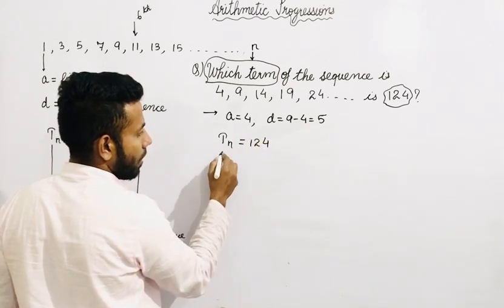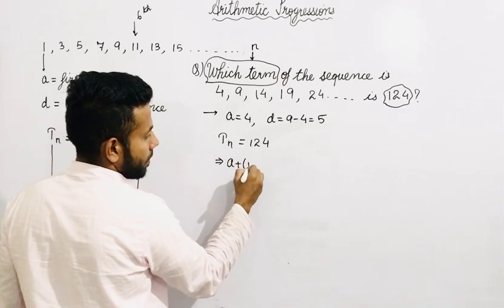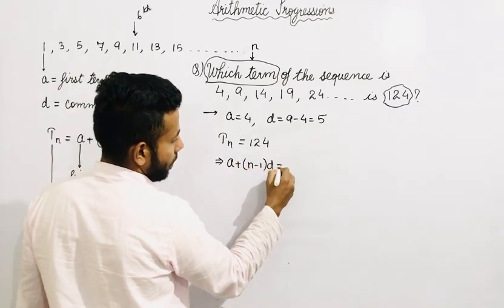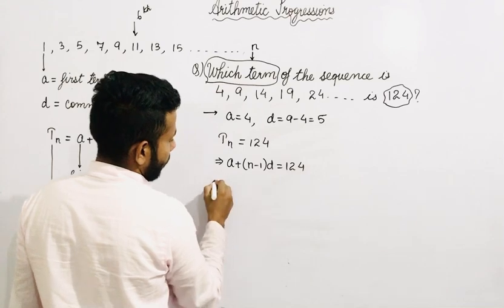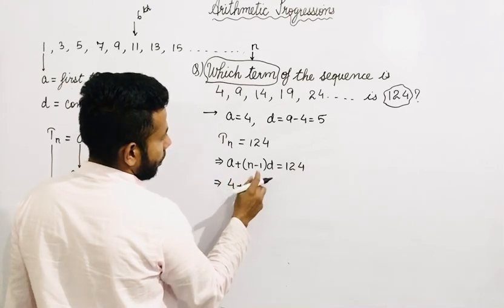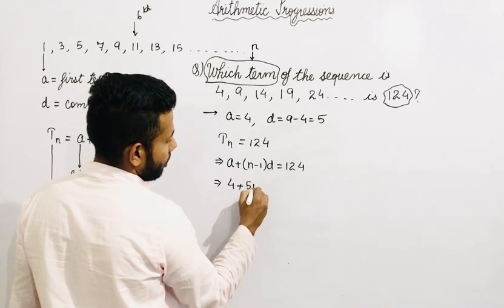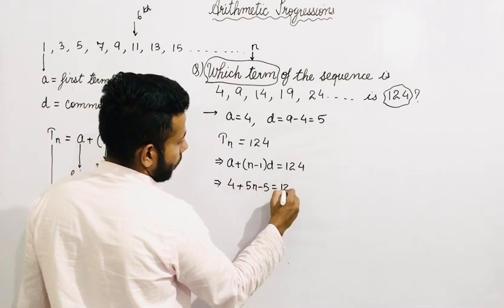So what is the formula of Tn? A plus (n minus 1) into D equals 124. What is the value of A? 4. What is the value of D? That is 5. So 4 plus (n minus 1) into 5, that is 5n minus 5, equals 124.